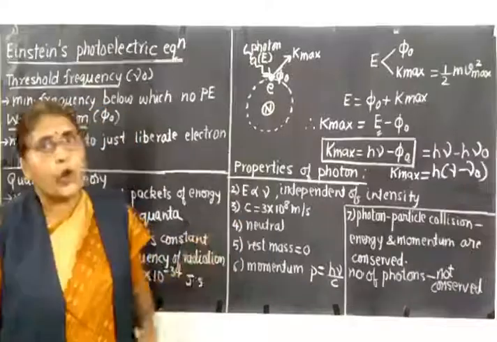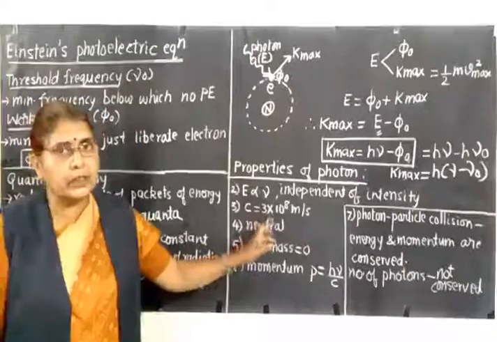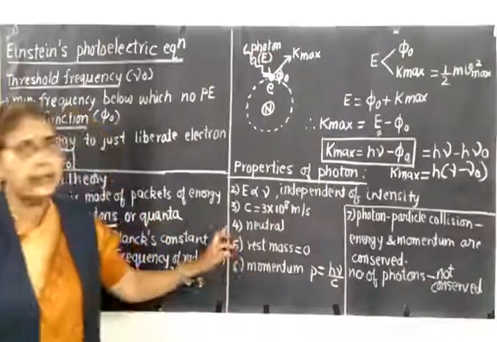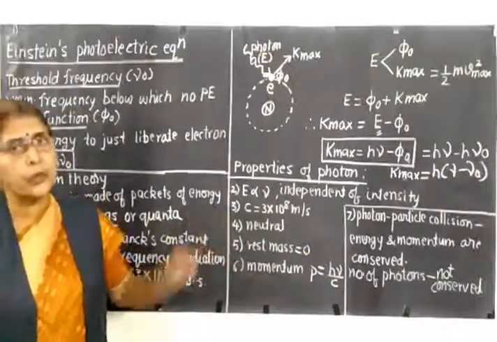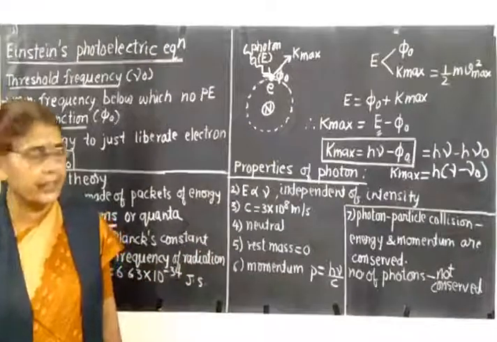Then the photon travels with the velocity of light. That is, c equals 3 × 10^8 meter per second. Then it is an uncharged or neutral particle. It is not deflected by electric and magnetic fields.